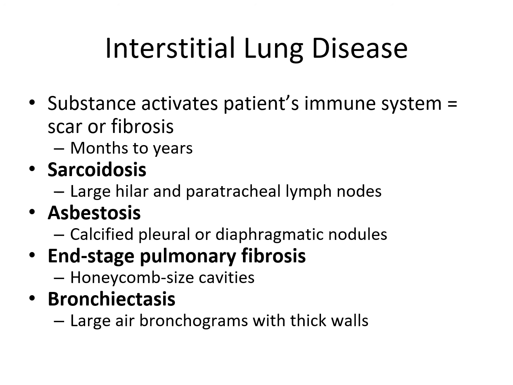So sarcoidosis, some of the characteristics are large hilar and paratracheal lymph nodes. Asbestosis is calcified pleural or diaphragmatic nodules. End-stage pulmonary fibrosis, you'll see honeycomb cavities, and you'll see that more on a CT scan. And then bronchiectasis, you'll have those large air bronchograms with thick walls. So you'll see a definite definition of the bronchi and the surrounding tissue. So also look at your textbook. There are some examples of air bronchograms. They have several pictures of x-rays on that in your book.